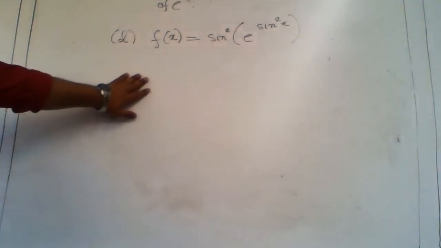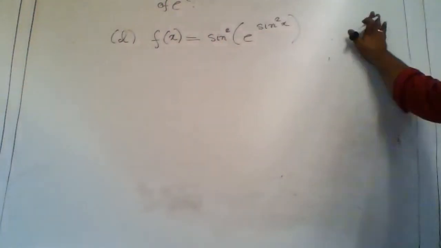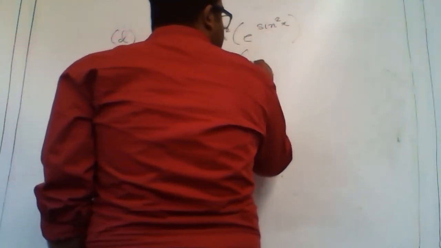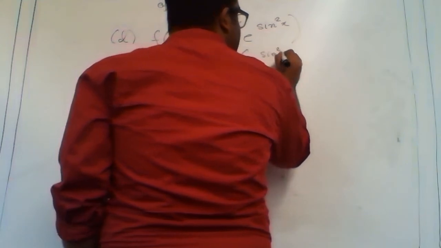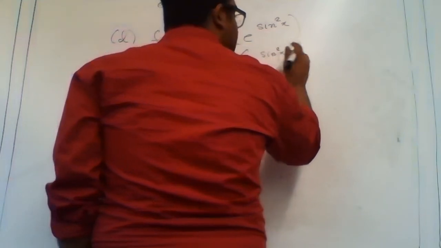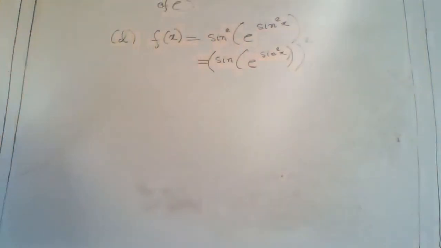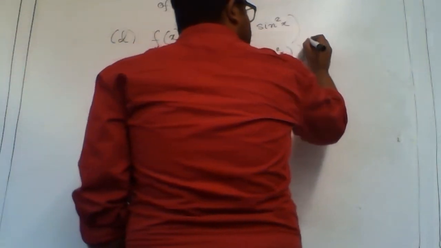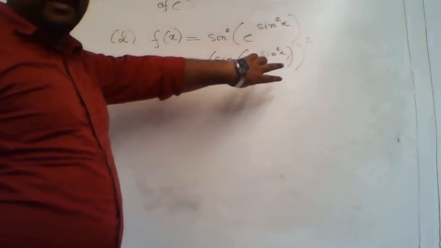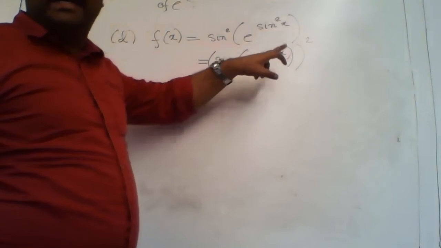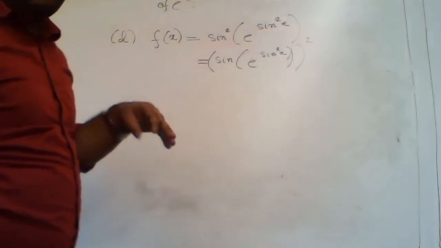So here you see, you have to apply chain rule multiple times. First you see this thing can be written as sine of e to the power sine square x, and whole square. So the outermost function is x square. Inside that you have sine, inside that you have e, inside that you have again square, inside that you have again sine. So you have to apply chain rule multiple times.